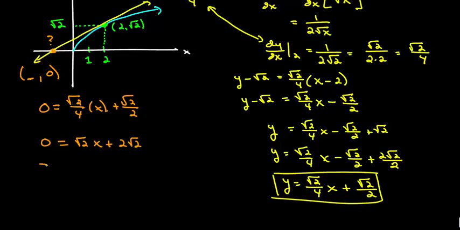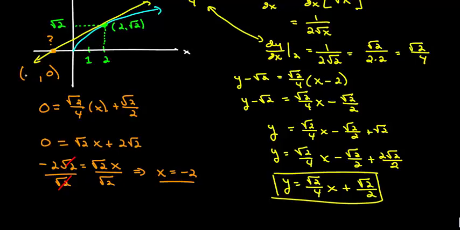So I'll move this guy over, and then we'll divide both sides by square root of 2. And so these guys are the same number, they go away. So I have an x value that's going to be equal to -2. So the actual ordered pair, the point that it hits is at (-2, 0).